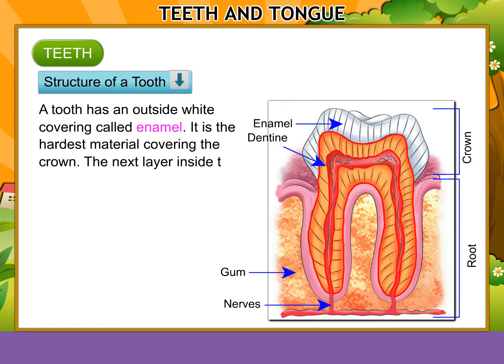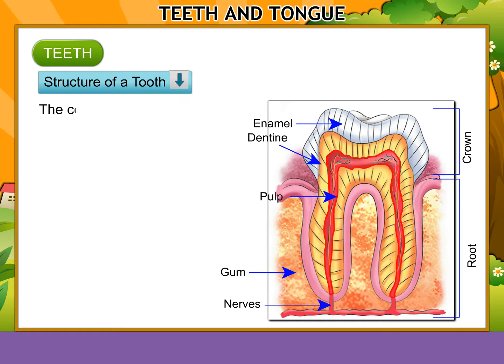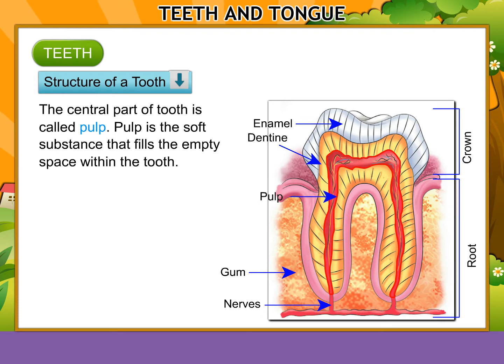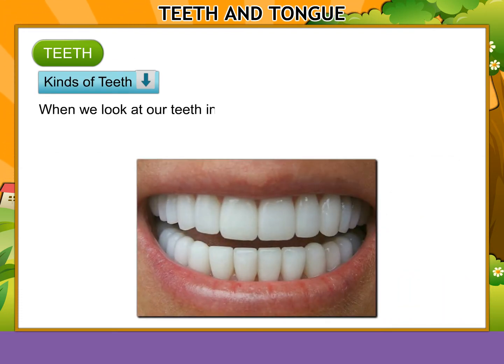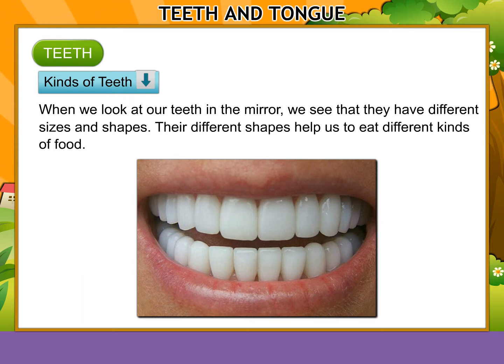The next layer inside the enamel that forms the main part of the tooth is called dentine. The central part of tooth is called pulp. Pulp is the soft substance that fills the empty space within the tooth. Kinds of teeth. When we look at our teeth in the mirror, we see that they have different sizes and shapes. The different shapes help us to eat different kinds of food.